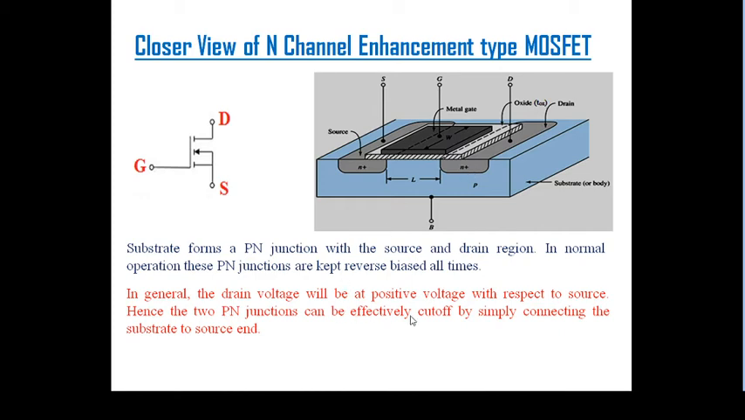Hence the p-n junction can be effectively cut off by simply connecting the substrate to the source. The simple concept is that we have to keep this p and n reverse biased. One more thing: the gate controls the flow of current in the channel region. I will tell you how it controls. The voltage applied to the gate terminal controls the current flow between source and drain. Now we have to go into more detail.